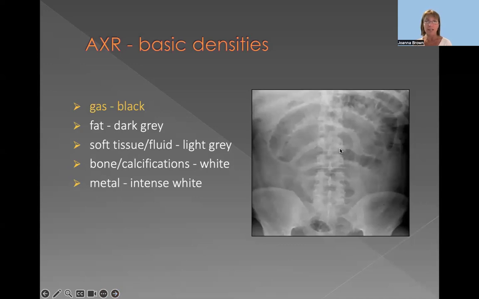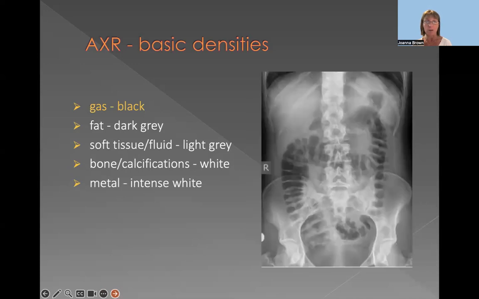If you see the air here projecting inside the lumen of the small bowel, this will be the appearance of your X-ray. Then it could be that the gas is positioned within the large bowel, and you can see the beautiful visualization of the colon here on the abdominal X-ray.